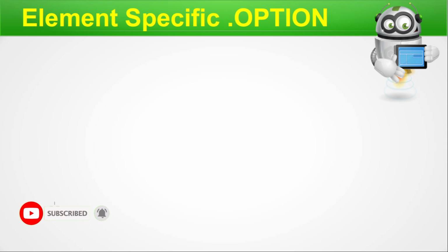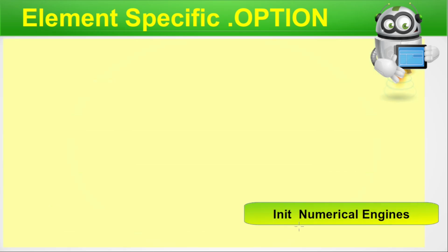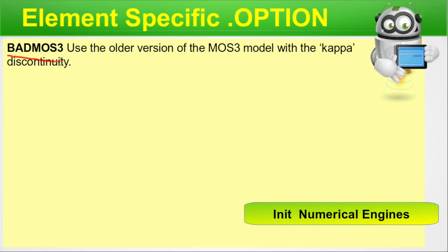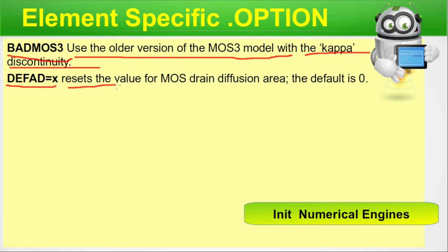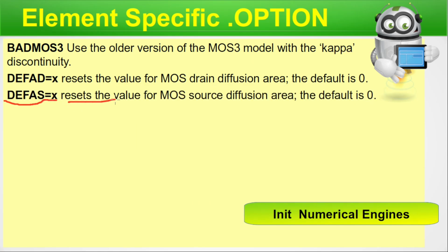Element specific options. We have some element specific options in SPICE. Let us get familiar with them. Again, these are related to the init numerical engines, when the initialization engine is running. All these options are related to that particular engine. So this is BADMOS3, which uses the older version of the MOS3 model with the kappa discontinuity. Since the MOSFET has multiple generations of DC model, this is one particular option to choose the MOS3 model. DEFAD=X resets the value of the MOS drain diffusion area. The default is 0. DEFAS=X represents the value of the MOS source diffusion area and default is 0.